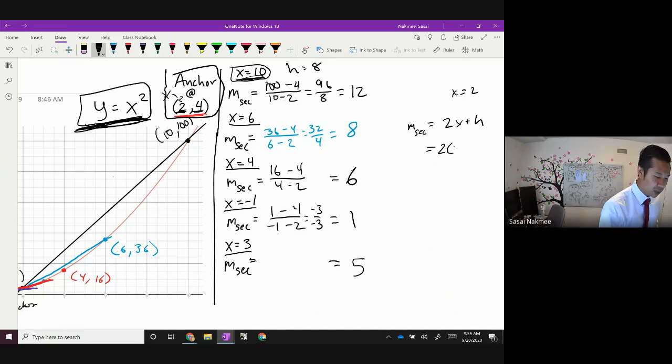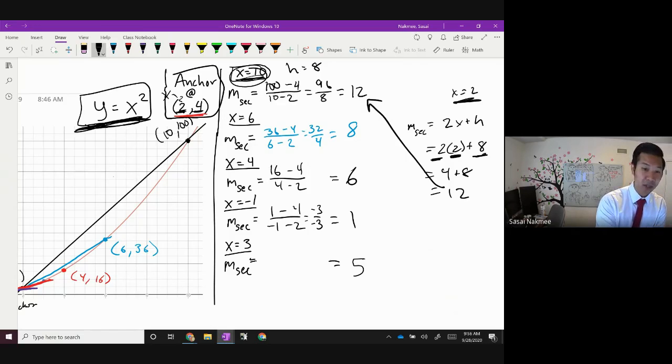So 2 times 2 plus 8, right? This 2 was the anchor point for this x. This 2 is what we calculated. This h is how far away the anchor point is from the x value that you're calculating your slope. So I'm saying that the slope of that secant line is going to come out to be 4 plus 8, which I'm hoping you see is equal to 12, which is what we got when we calculated the point regularly.